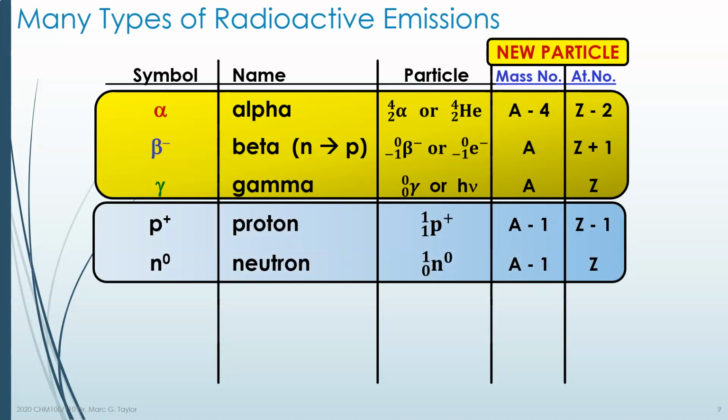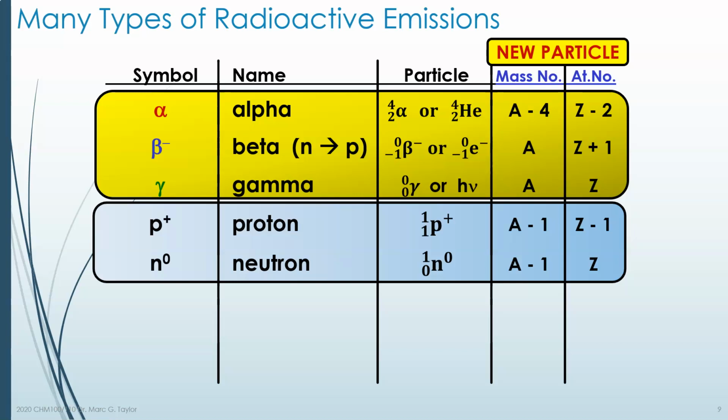We can write it as H1, hydrogen 1, or we can write it as the symbol with a proton, P+, with one mass number unit because it has one proton, and one atomic number unit because it has one proton. It is one proton, so it's 1 and 1.